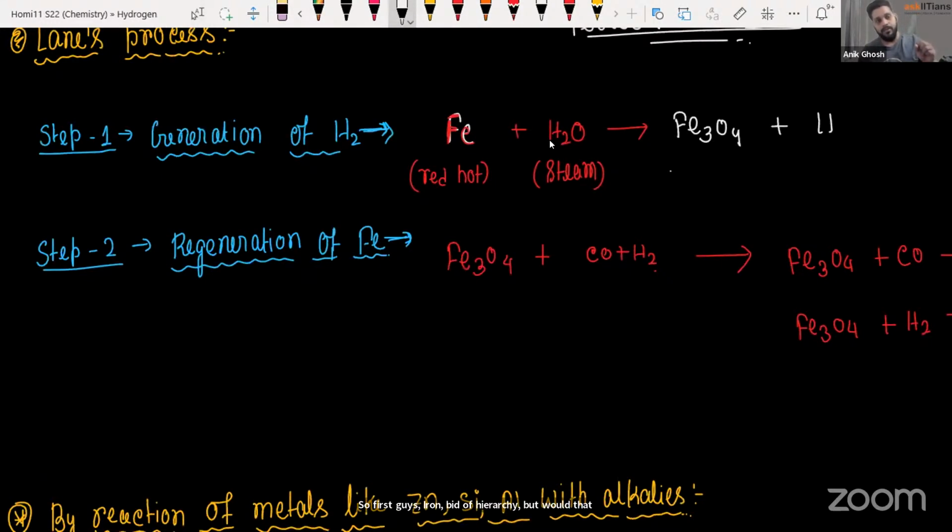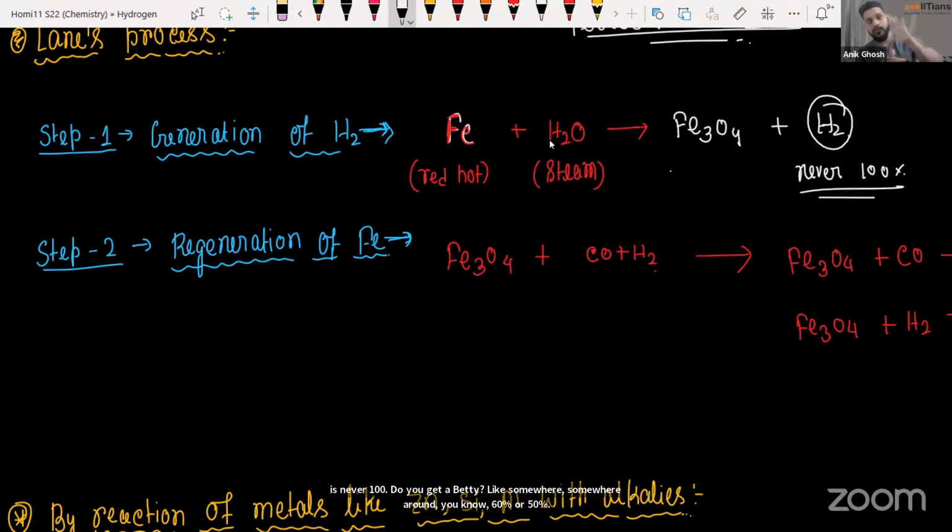Fe3O4 plus hydrogen. See, in this simple method, you get the hydrogen. But guys, always remember one thing. Whenever you're reacting things together and you're getting a product, this product is never 100%. It is never 100%. So you get somewhere around 60% or 50%. And not only the product, guys, even the product's purity is also not that good from chemical reactions.